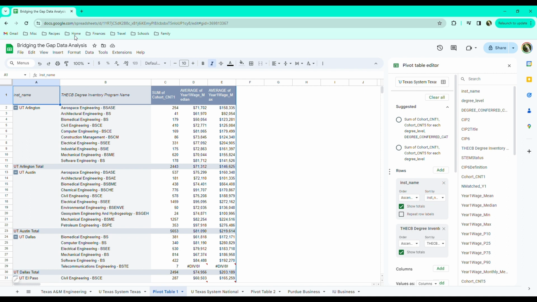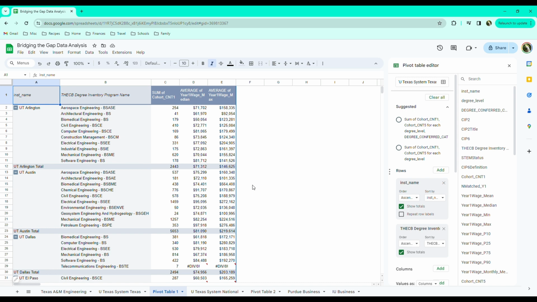So this analysis that we're going to look at is the data that you can download from the UT website, and then I've put it into a pivot table. And I'm going to move this data around so that you can just see things and be able to compare different schools within the UT system.